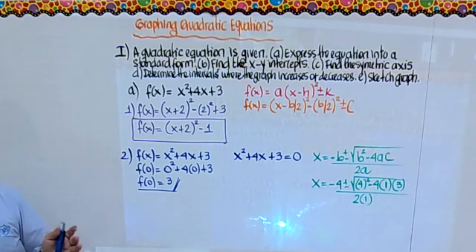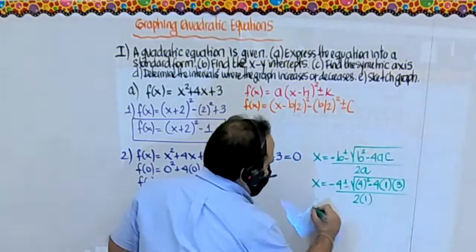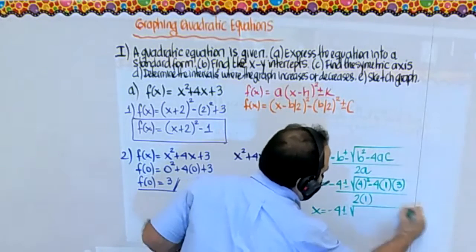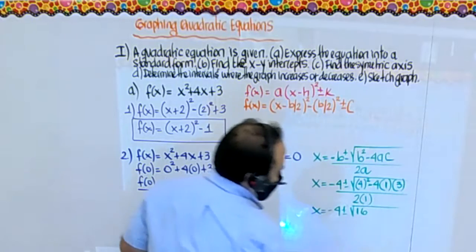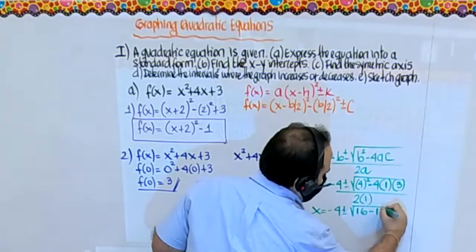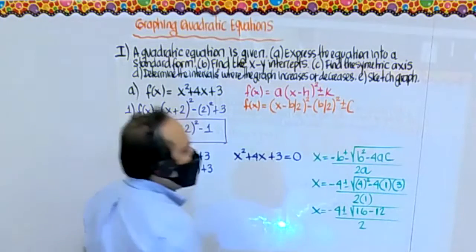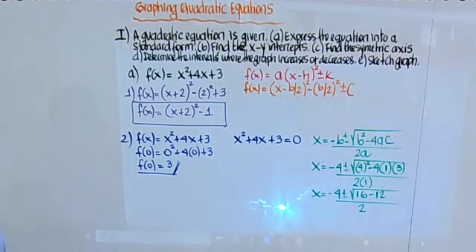Yes, only replace the values in the formula. Okay, now let's continue. x equals negative 4 plus or minus the square root of 4 to the second power, 16, minus 4 times 1 times 3, which is 12, divided by 2, because 2 times 1 is 2.